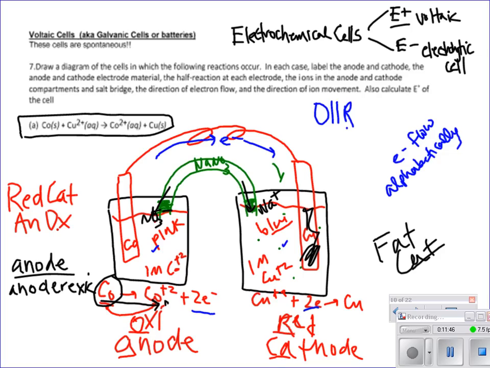Look at this. What's the first thing you see? Cobalt. No charge. Cobalt solid. Draw a single line. And then what happened to cobalt? It became cobalt plus 2. That is describing the first half cell. And then you draw a double line. Is this coming back to you guys?